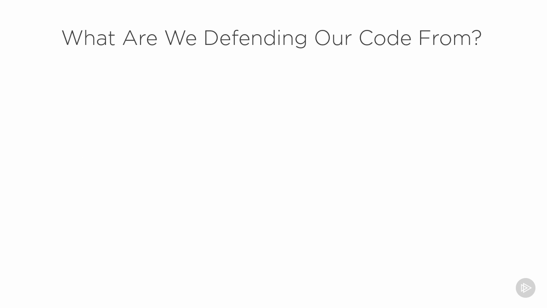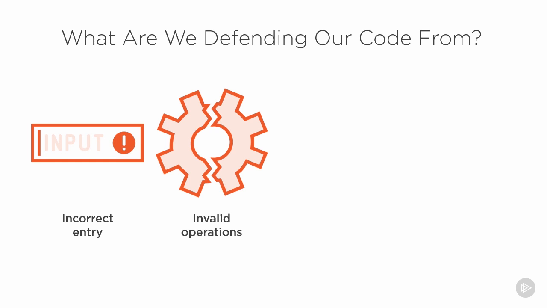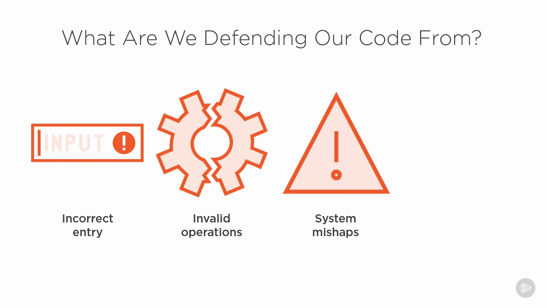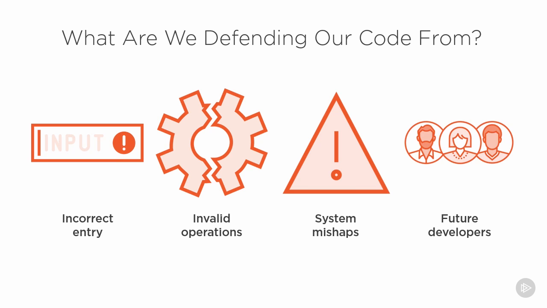What are these dangers we need to defend our code from? Incorrect entry, invalid operations, system mishaps, and future developers? Let's look at a quick example of each of these.